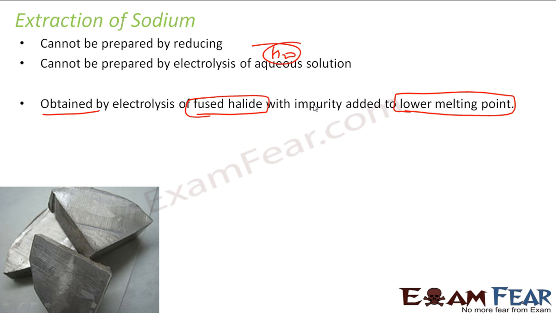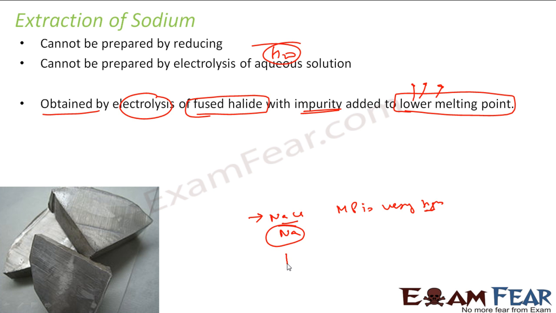Here is a critical point. We add impurity to lower the melting point. And why should we lower the melting point? There are various reasons. The first is, if you talk about sodium chloride, the melting point is very high. So if you want to melt it, you need a very high temperature, and that temperature may not be okay for electrolysis. So you want to reduce the temperature. The second is sodium is volatile at high temperature. If the temperature is very high, it will be volatile and then it will vaporize.